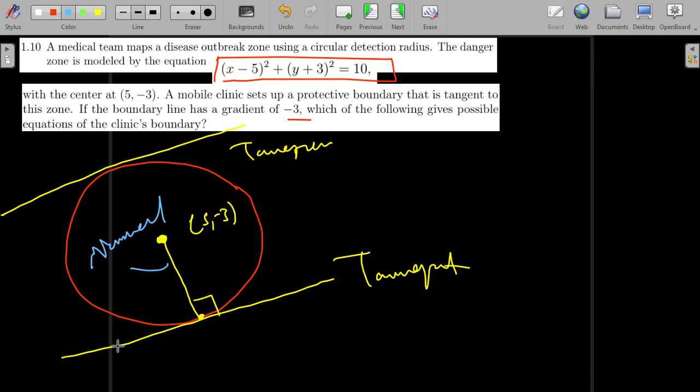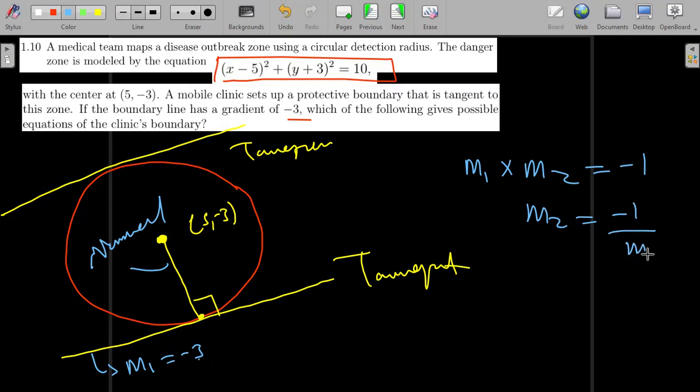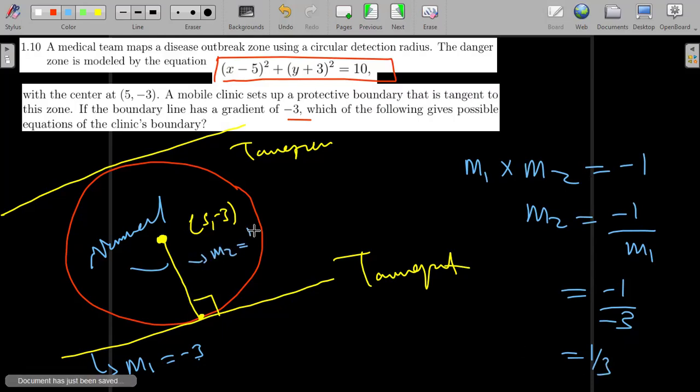So we've been told that the gradient of this tangent line, if you want, we can use this one, it will just be the same. The gradient of this one, I'll say M1 is equals to minus 3. Okay, so using this one, we can find the gradient of this normal line here. So the gradient of the normal line, we know that M1 multiplied by M2 is equals to minus 1. So M2, which is the gradient of the normal line, will just be minus 1 over gradient of the tangent. So this will be minus 1 over minus 3, which will just be 1 over 3. So the gradient of this, we say M2 is equals to 1 over 3.